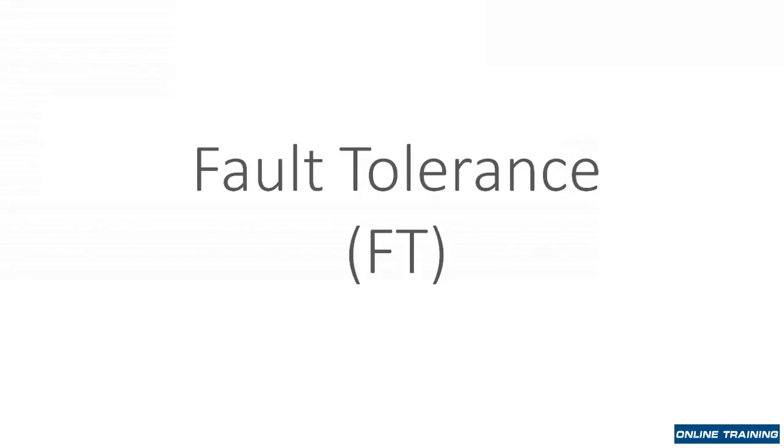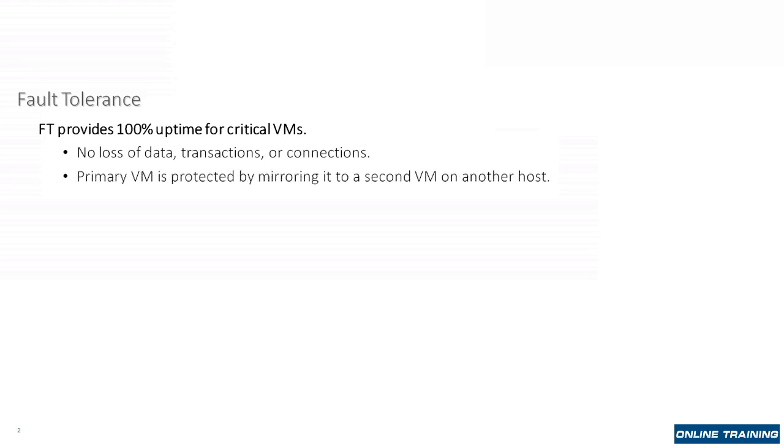In this video, I'll explain fault tolerance and how it can be used to provide zero downtime protection for critical virtual machines. And that's really what fault tolerance is all about. It's about giving you 100% uptime with no data loss, no transaction loss for critical virtual machines by mirroring that virtual machine onto a secondary host.